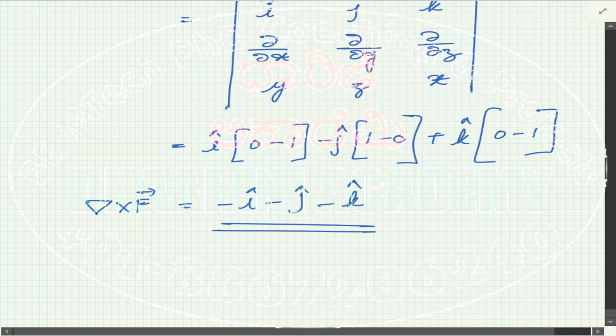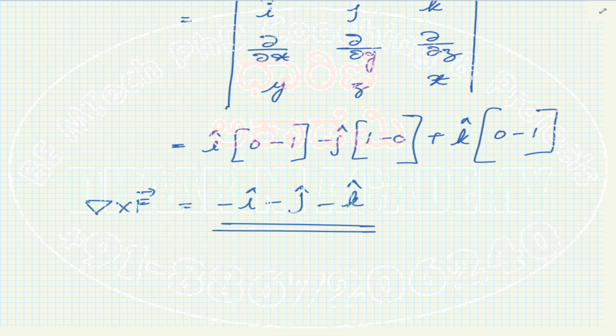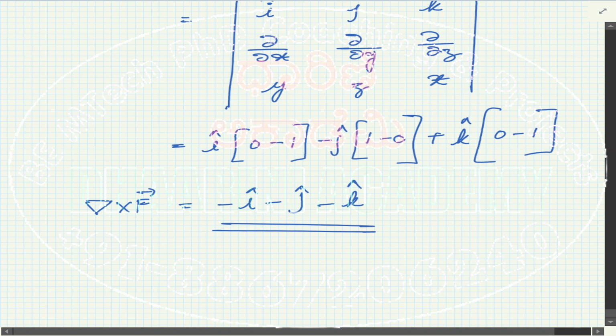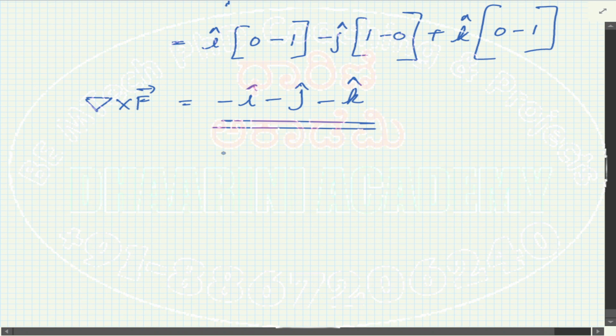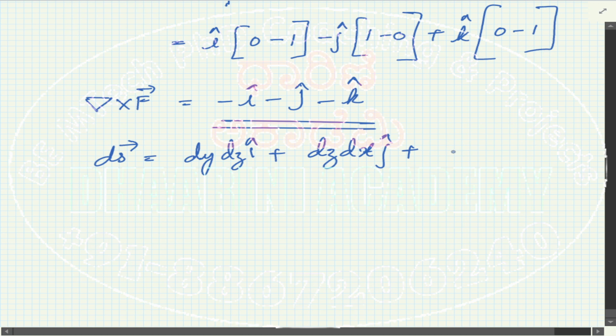Now I need to use this curl over a given surface. So I need to multiply the value of the function over the given surface, which I can calculate using ds. The ds vector is dy dz i cap along the x-axis, plus dz dx j cap along the y-axis, plus dx dy k cap. Now I know that z is 0, so dz becomes 0.